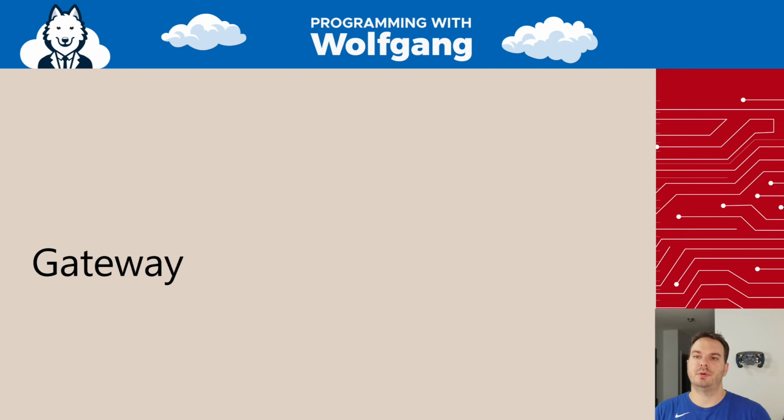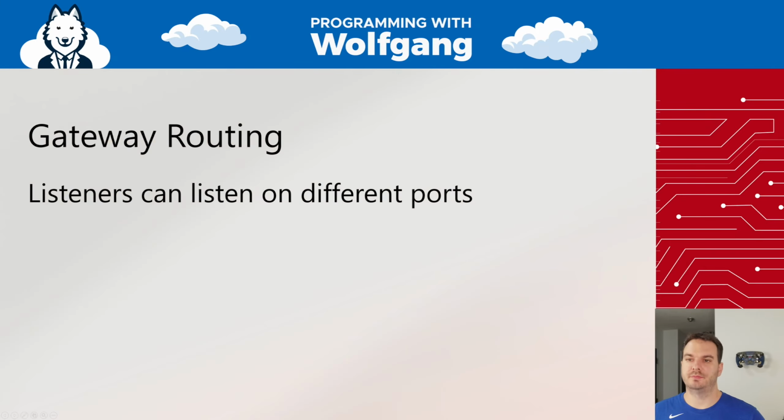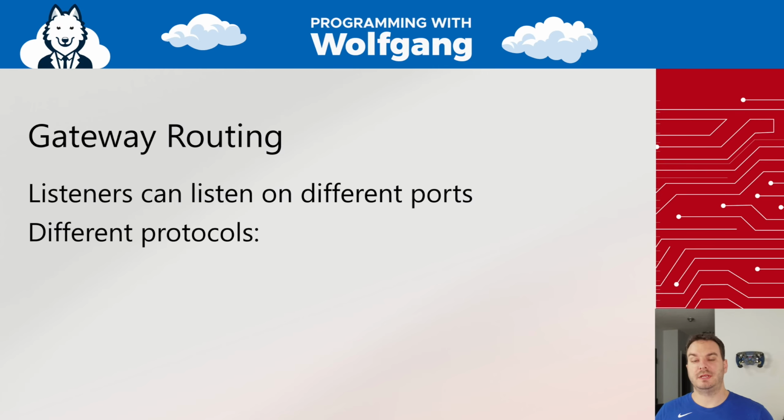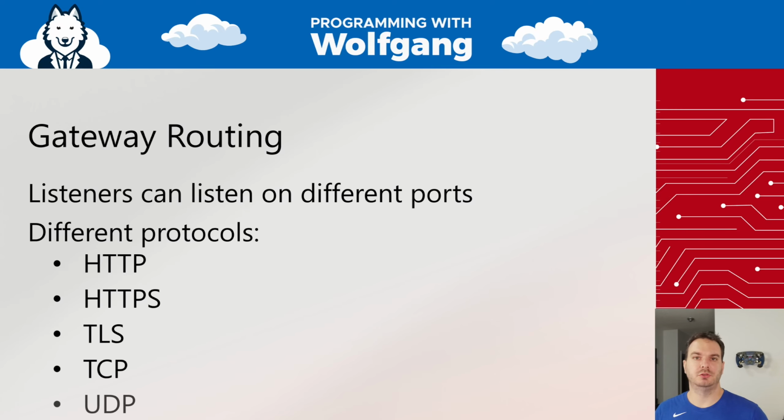Now let's talk about the routing in the gateway. As you have seen, we can have our listener that listens on different ports, or the same ports if we have a different configuration, but we can also listen for different protocols. So we have seen HTTP and HTTPS, but we can also use TLS, for example, if we have an MTLS connection, as well as TCP and UDP. And what I forgot here on the slide is we can also listen for a gRPC connection.